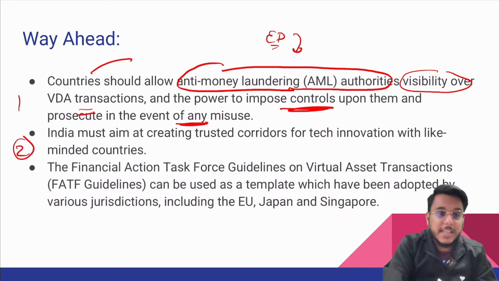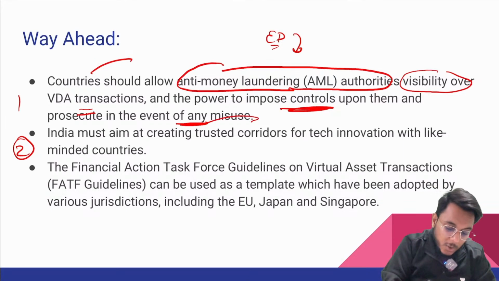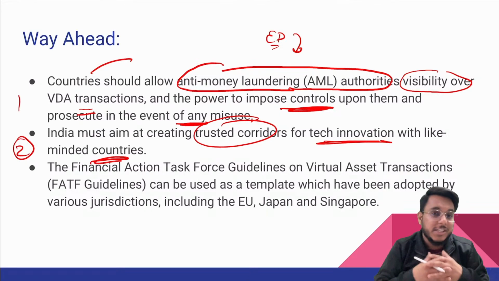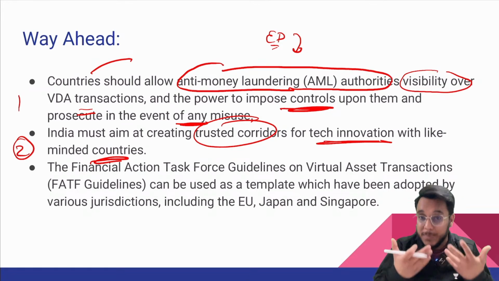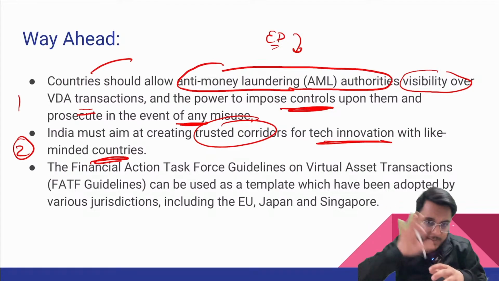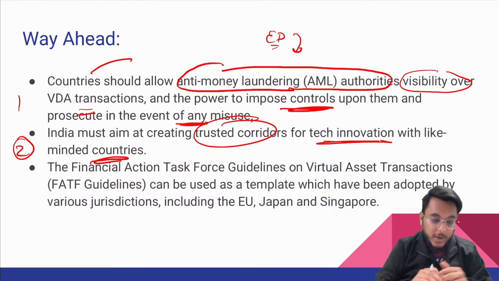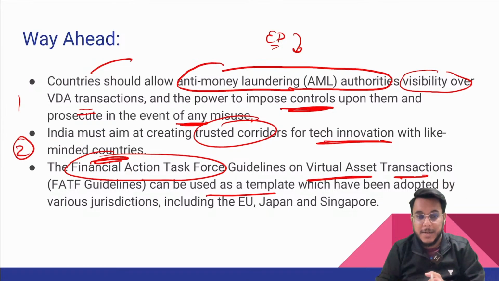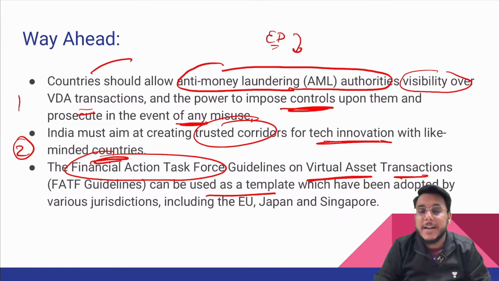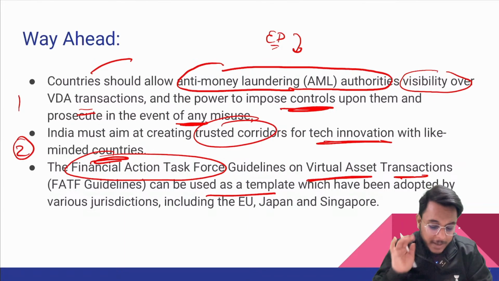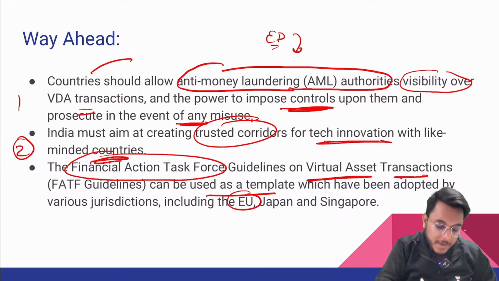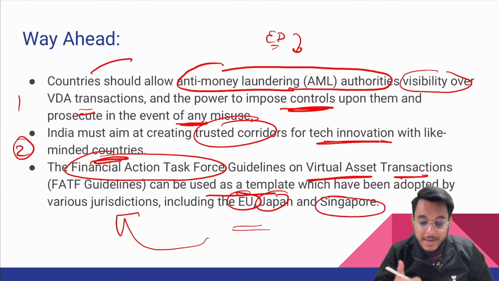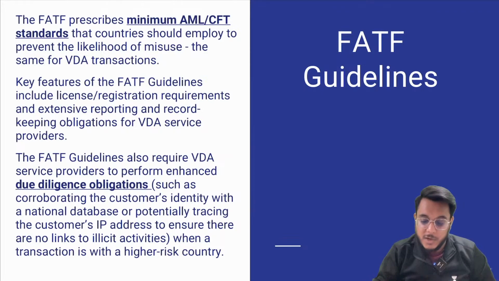The next thing is that India should aim to create trusted corridors for tech innovations with like-minded countries. Basically these digital currencies, cryptocurrencies, are backed by technology. So we need to develop counter technologies by which we can track them. The next is that the Financial Action Task Force guidelines on virtual asset transactions can be used as a template. FATF has already designed guidelines, and these guidelines have even been adopted by the European Union, Japan, and Singapore. So along these lines, India can also design a template and bring like-minded countries together to control these virtual digital assets.